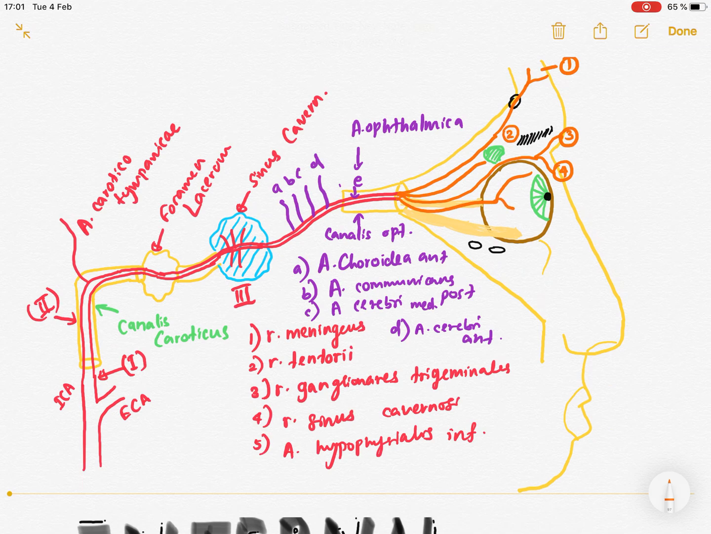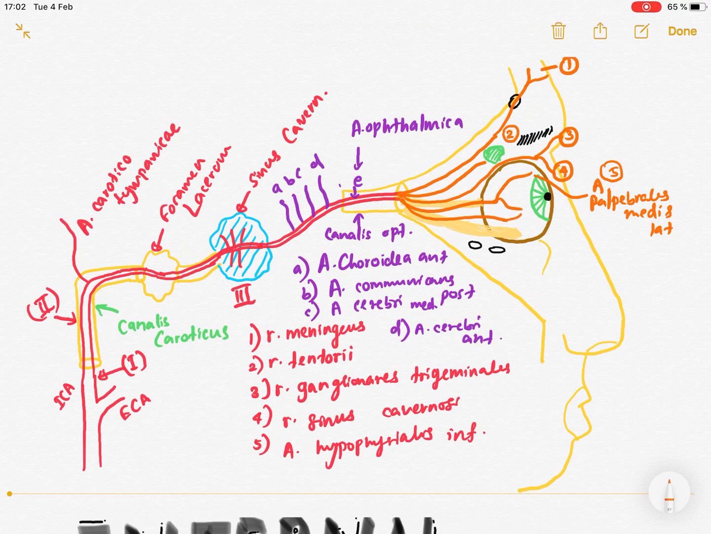Then again we will have branches, and this we can call arteria palpebralis, medialis and lateralis. Okay, palpebralis, medialis and lateralis. So that is 5.